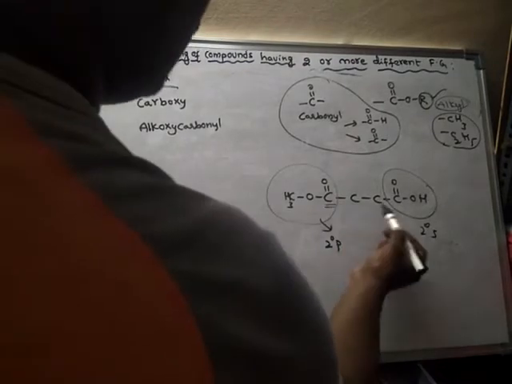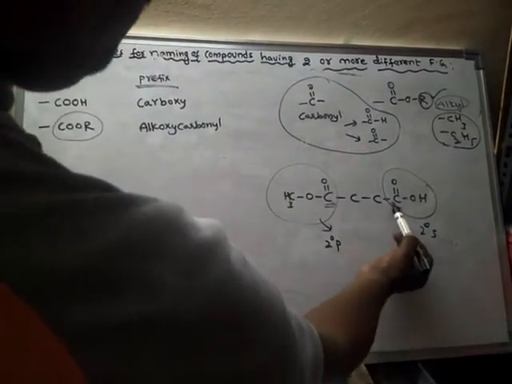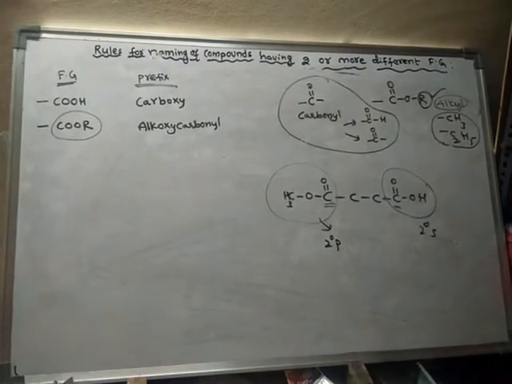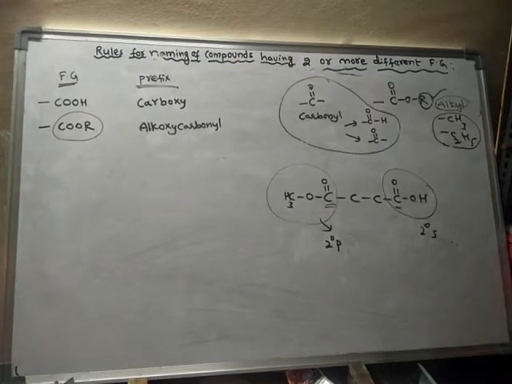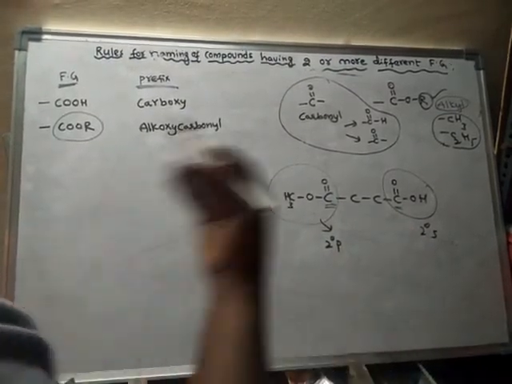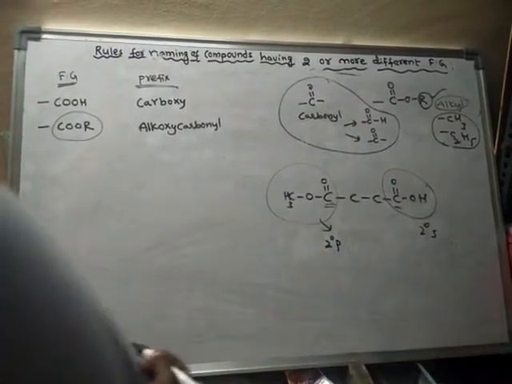Both the carbons will be included in the parent chain because these carbons are in continuation with the parent chain. Whenever the carbons of the functional group are in continuation with the parent chain, then those carbons of the functional groups will become part of the parent chain. So now the parent chain is a 4 carbon parent chain.